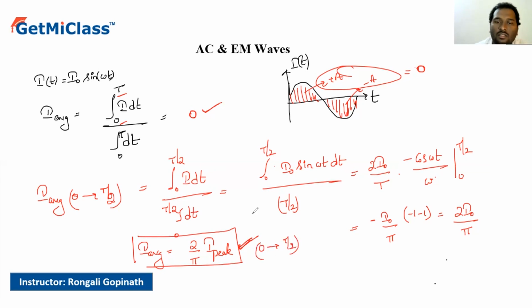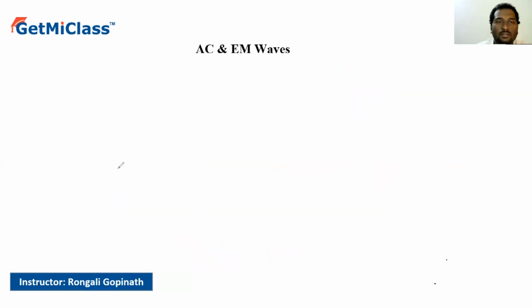Okay. So this is an important formula which you have to remember, that is I average is 2 by pi times of I naught. The next parameter in current is I RMS, also called root mean square. The name itself suggests it is a root of mean of the squares. And how do we calculate this? It is integral I square dt by integral dt.